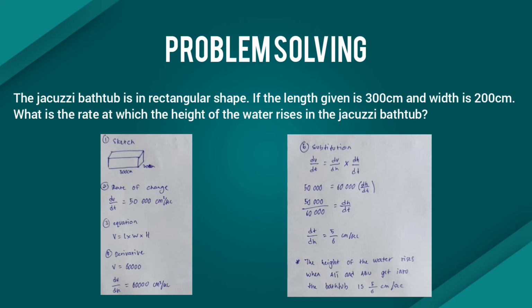The fifth step is the substitution, which is dV over dt equals dV over dH times dH over dt. dV over dt is 50,000 and dV over dH is 60,000, and we need to find dH over dt. We divide both sides by 60,000 to make 50,000 over 60,000 so that we can find dH over dt. dH over dt is equal to 5 over 6 cm per second. The height of the water rises at 5 over 6 cm per second when Ali and Abu get into the bathtub.